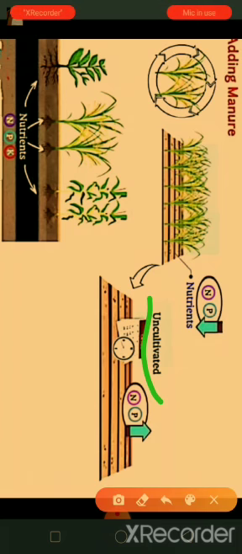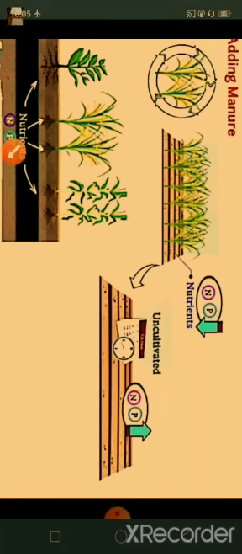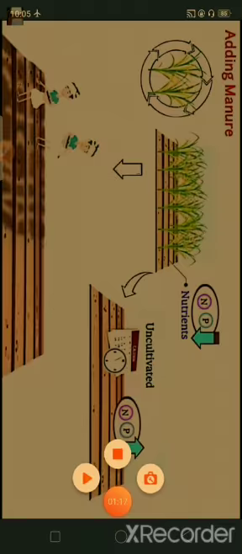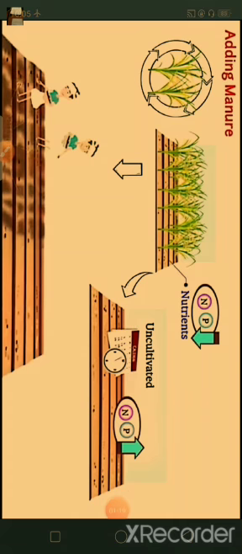What happens if the land is allowed to remain uncultivated? It regenerates on its own. So, after some days, the nutrients can be replenished, that is, made available again to the plant. One more method is adding manure. Manure is an organic substance which is obtained from the decomposition of animal and plant waste.